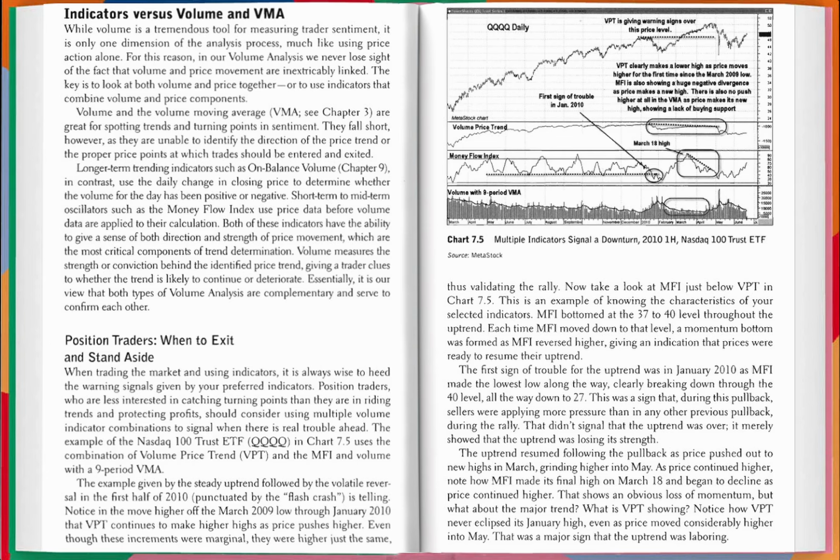MFI bottomed at the 37 to 40 level throughout the uptrend. Each time MFI moved down to that level, a momentum bottom was formed as MFI reversed higher, giving an indication that prices were ready to resume their uptrend.